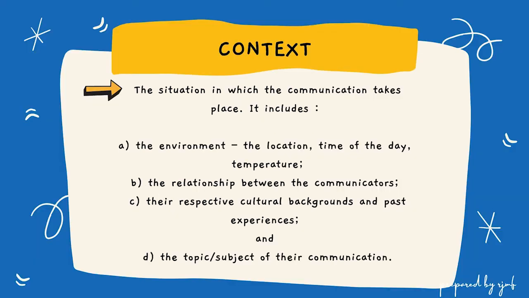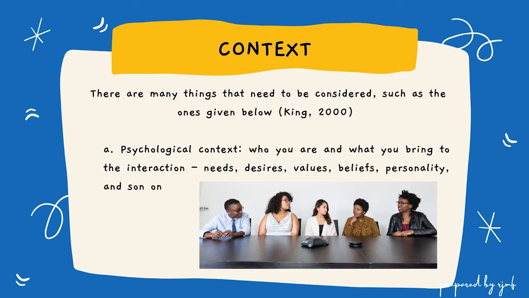Lastly, we have context. It is the situation in which the communication takes place. It includes the environment, which is the location, time of the day, temperature, the relationship between the communicators, their respective cultural backgrounds and past experiences, and the topic or subject of their communication. There are many things that need to be considered, such as the ones given below.